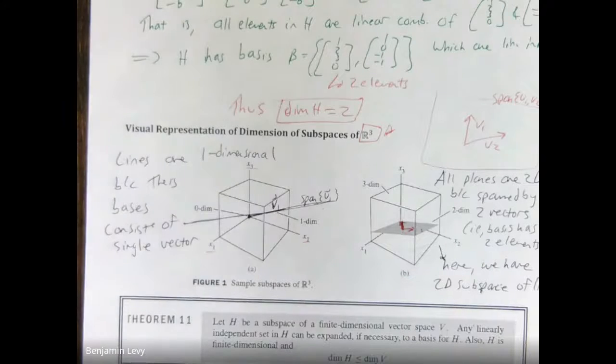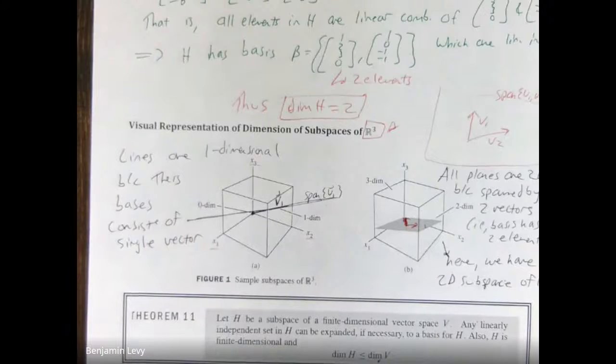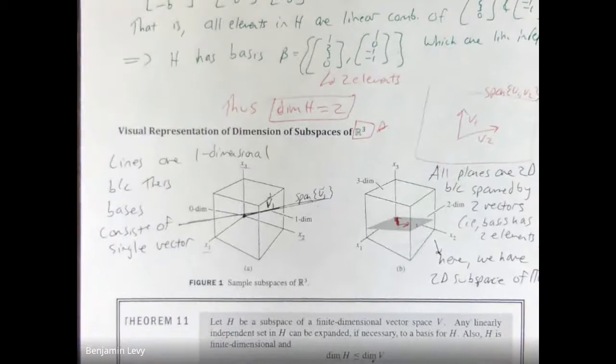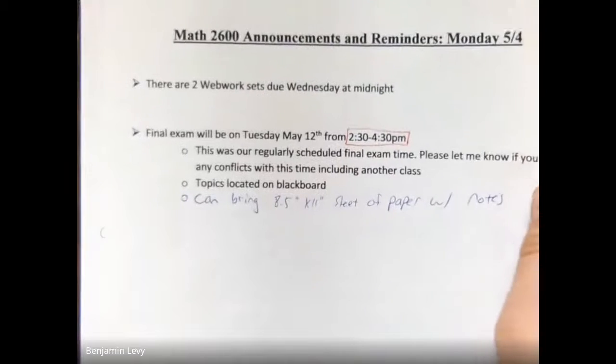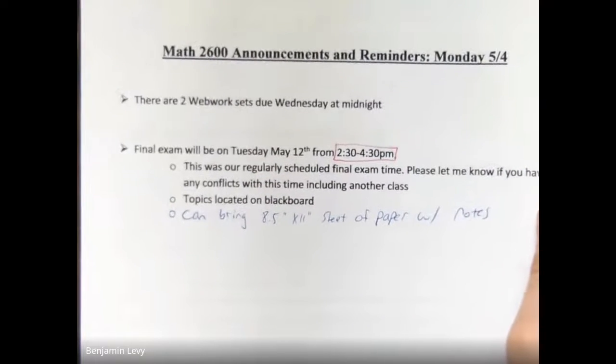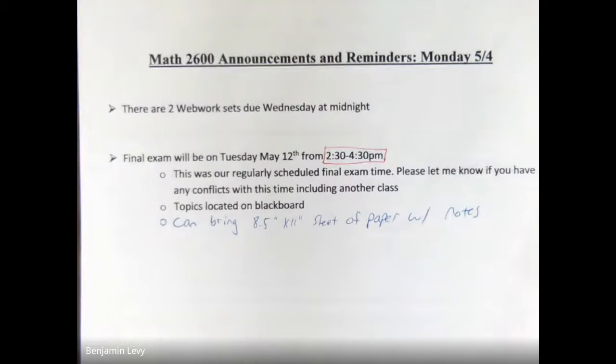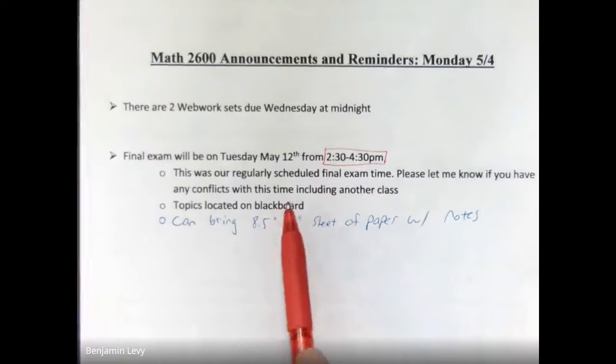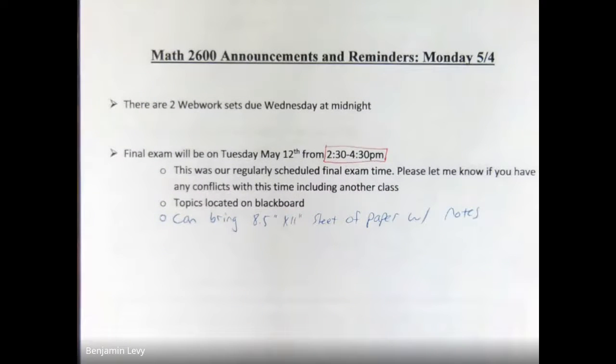Okay. Yeah, I see Adrian asking a question about the final. It's 2:30 to 4:30 on the 12th. And it says that on every single announcement sheet that I've posted on Blackboard for the last month or so. So please don't tell me it's not on Blackboard. It's on Blackboard in lots of places. Every single one of these announcement sheets, which I post every single class period, has had the final exam on it for about a month.